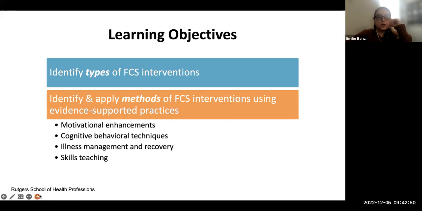Okay. So this is what we're talking about. I thought it was going to be a surprise, but I guess it's not a surprise. So we're going to be talking about motivational enhancement strategies, or motivational interviewing strategies and techniques for anybody out there that might be knowledgeable on motivational interviewing. We're going to talk about cognitive behavioral techniques, so different strategies and techniques from the framework of cognitive behavioral therapy, illness management and recovery, and then we're going to talk about skills teaching. So before I get into these interventions, I just want to ask, does anybody have any questions?